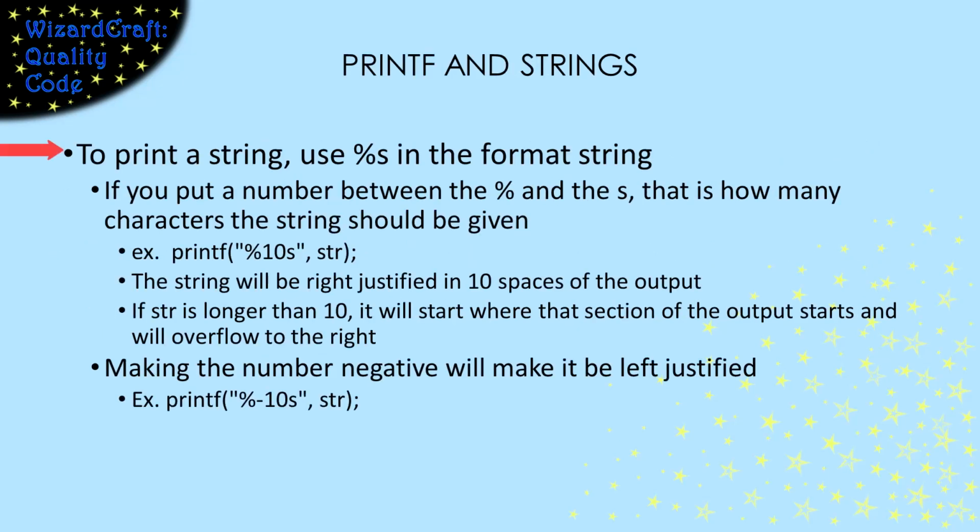Our printf formats have a placeholder for strings, %s. If you give it a number, your string will be right justified in that space. If it's longer than the space that you give it, it'll overflow to the right. And if you make the number negative, it will left justify your string. Well, that's an odd use of negative.